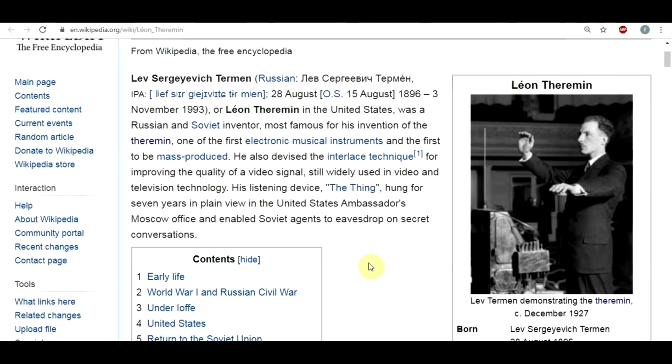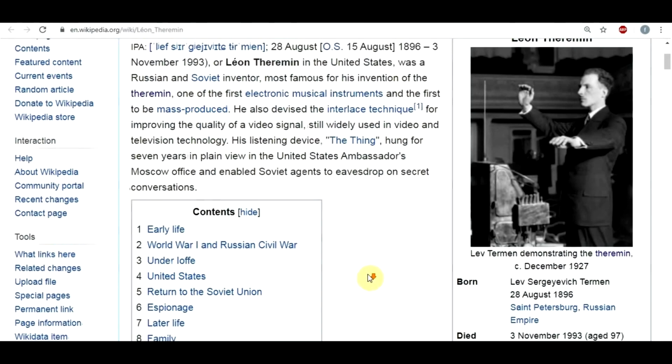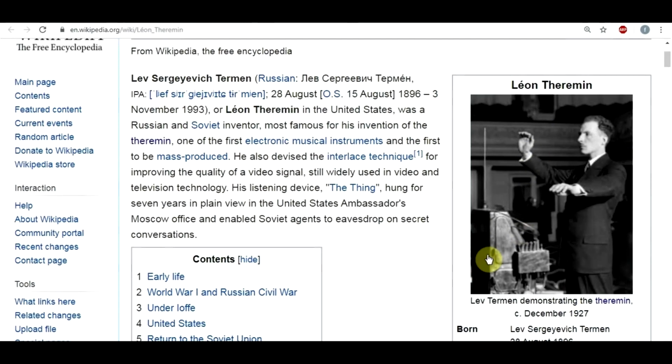Now this thing was created in an age when radio was just becoming popular, TV was still an experimental device, and then this guy comes along and creates a device that you can play without touching. Now, even today, something that works on this principle is quite impressive, but back then, it must have seemed witchcraft.